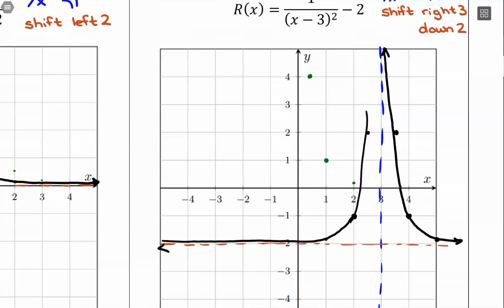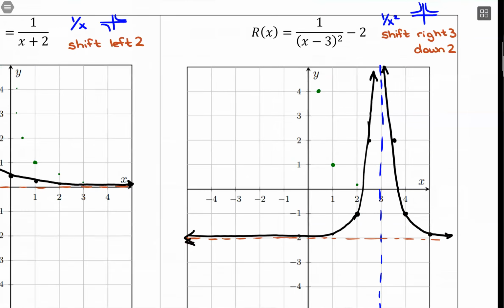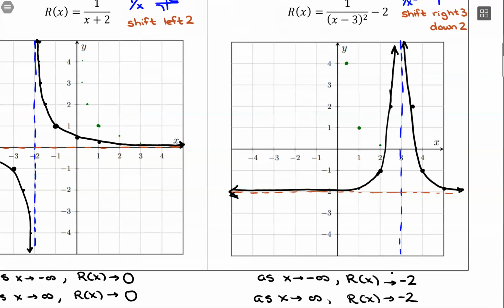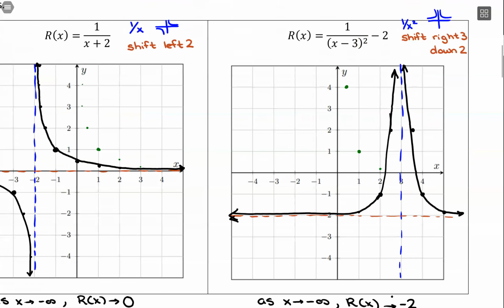My graph would have worked if that was for 1 over x as our basic function, but we have 1 over x squared. So it doesn't change the long run behavior. It's still -2 on either side, but we should only be above that horizontal asymptote because of that square in the denominator.